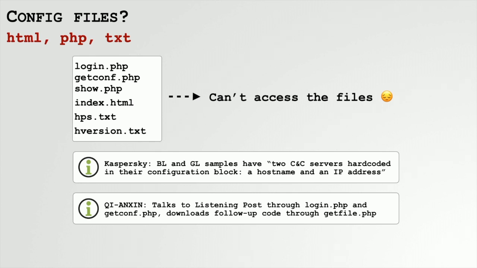As we saw, there were some HTML, PHP text files. I was not able to access those text files. Kaspersky had noted that Green Lambert samples have 2 CNC servers hard-coded in their configuration block, a host name and an IP address, and I assume that that's going to be present in at least one of these files. The researchers in China had noted that Green Lambert talks to the listening post through login.php and getconf.php, and that it downloads follow-up code through getfile.php. So there's a lot more interesting stuff here that we just don't have access to, in part because this sample is so old.